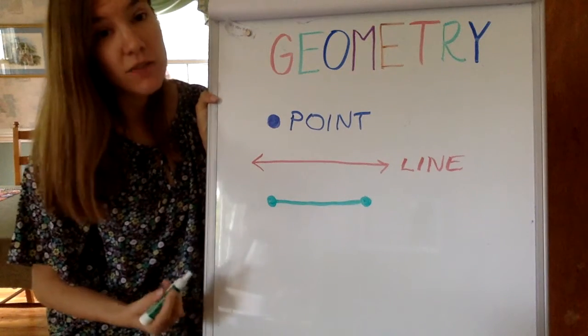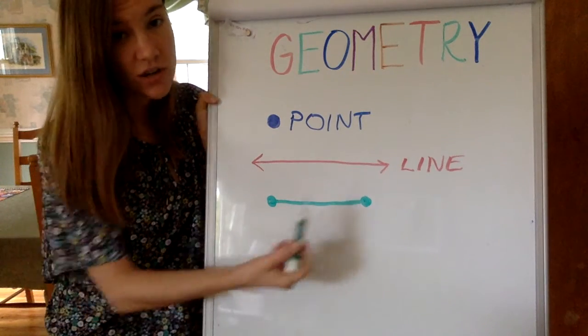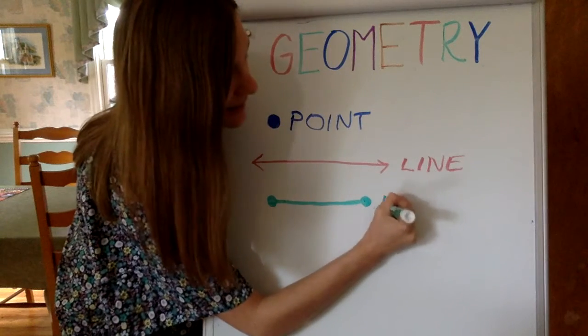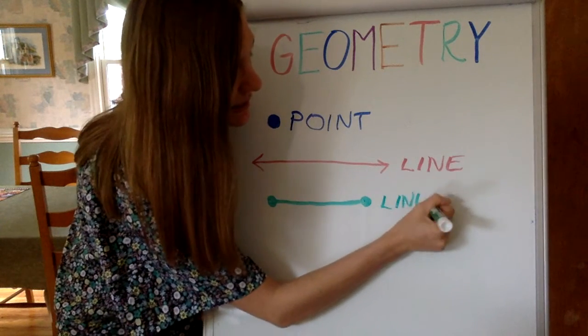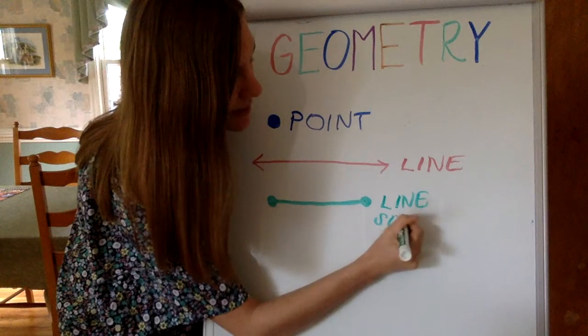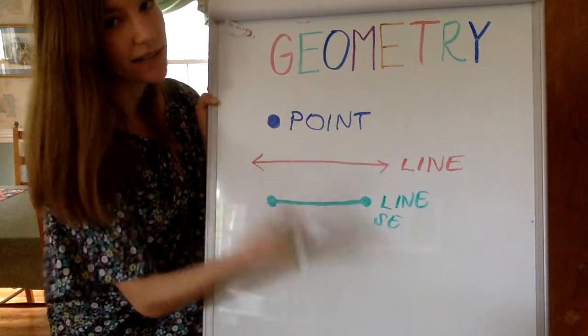So a starting point and an ending point. That means that it doesn't go on forever in any direction. It has a start, it has an end. And that is a line segment. It's a segment because it's just a little piece of a line like this.